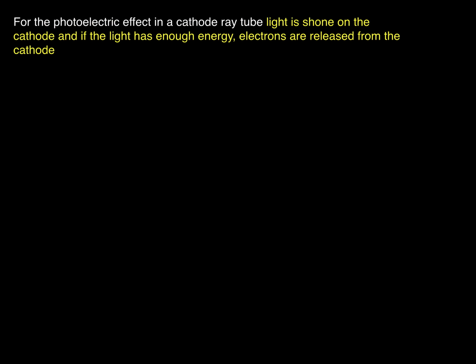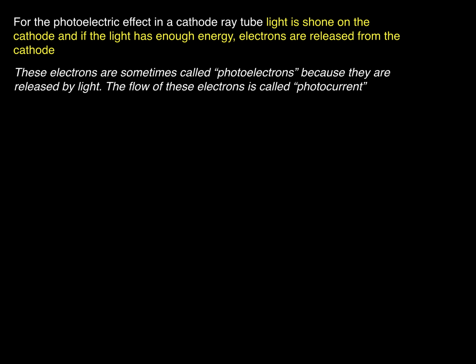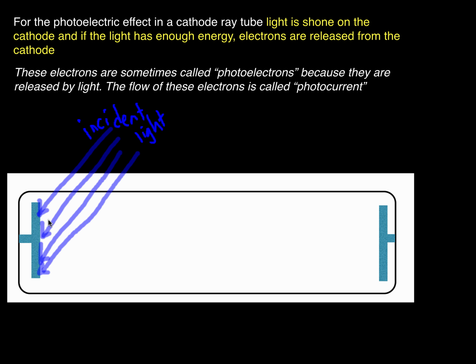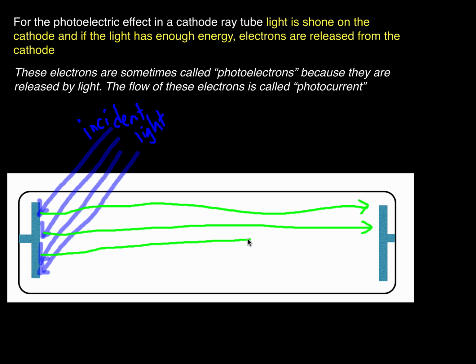For the photoelectric effect in a cathode ray tube, light is shone on the cathode, and if the light has enough energy, electrons are released from the cathode. These electrons are sometimes called photoelectrons because they are released by light. Photo refers to light. The flow of these electrons is called photocurrent. If a beam of light is shone on one of the metal electrodes, and that beam contains enough energy, the metal electrode will release a beam of glowing electrons, and the electrons will flow from one electrode to the other through the cathode ray tube.